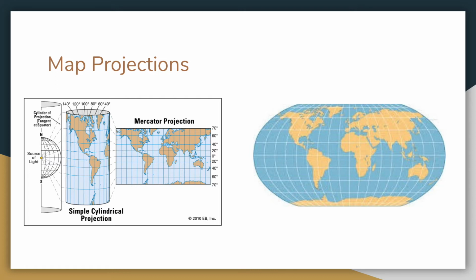Finally, map makers think about what part of Earth they are drawing and how large an area they want to cover. A couple examples of those map projections. The one on the left is called the Mercator projection, which tries to take what would be a spherical shape and put it onto a flat piece of paper.